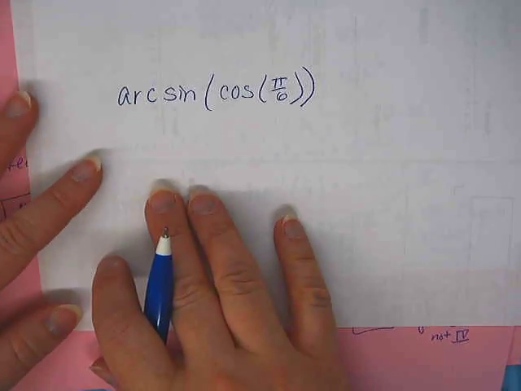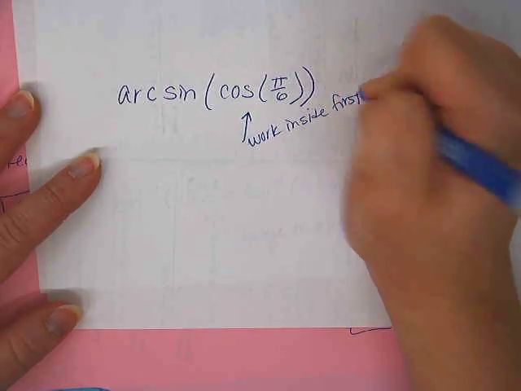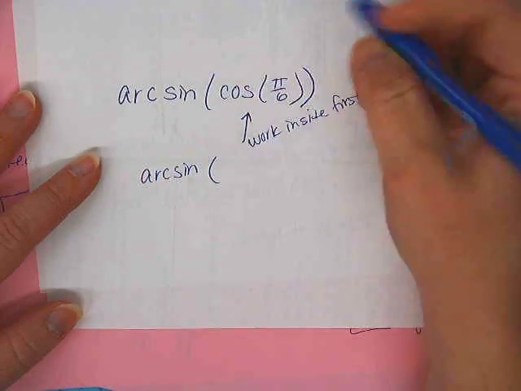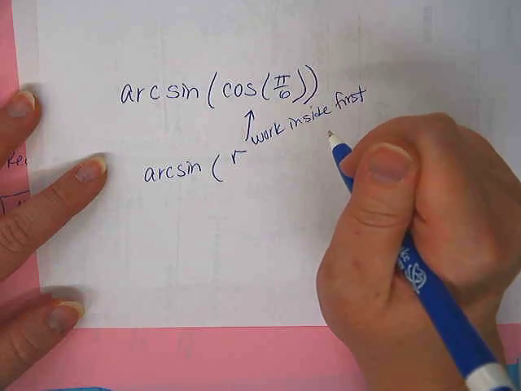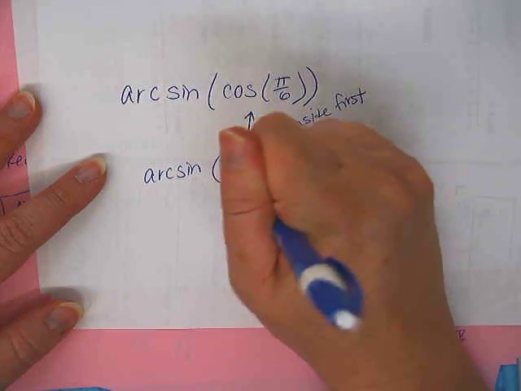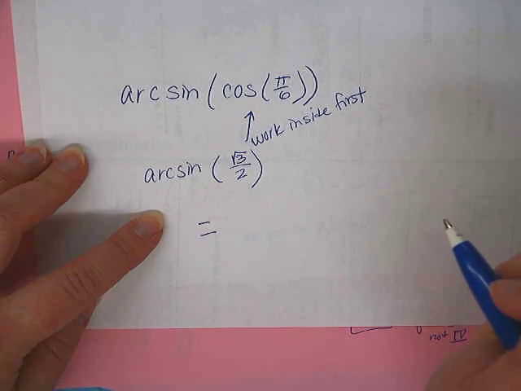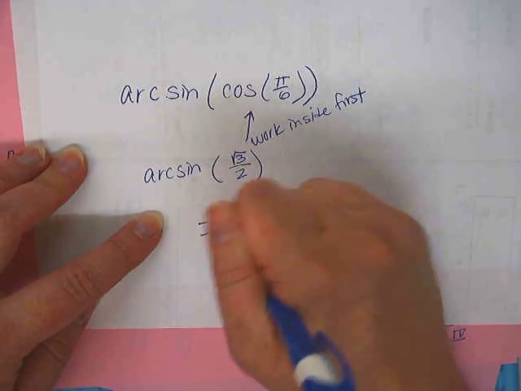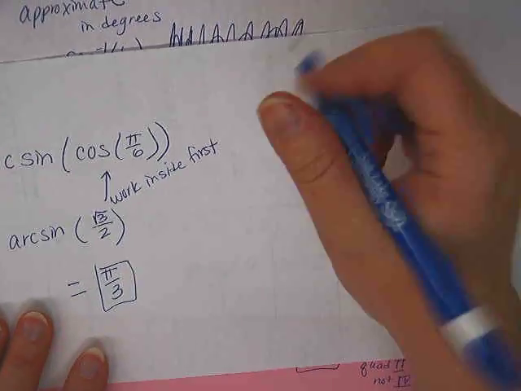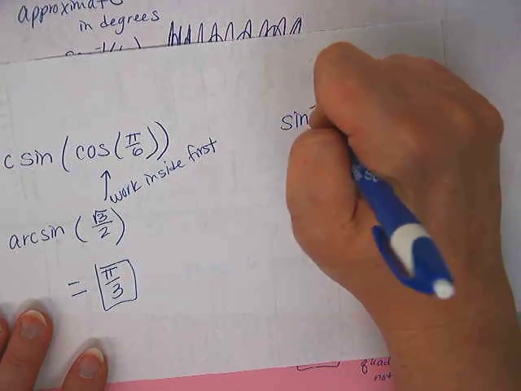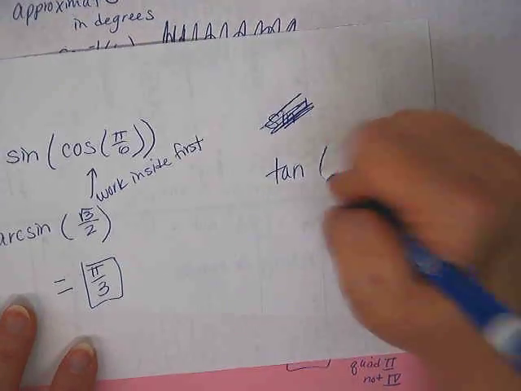Here, let me show you the idea. Some of the problems combine stuff together, like you might do the arc sine of the cosine of pi over 6. What does this mean? Find the cosine of that thing and then you do the arc sine. You work inside first. So what's the cosine of pi over 6? Square root of 3 over 2. Then you do the inverse sine of square root of 3 over 2, which is pi over 3. Does that make sense? Yeah.